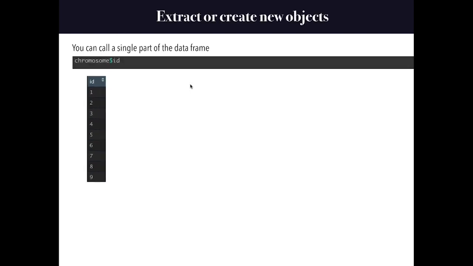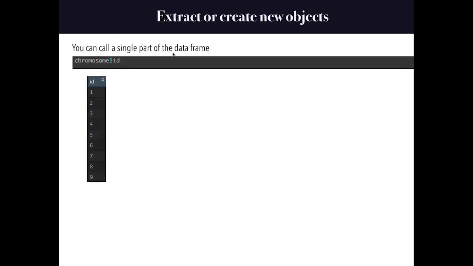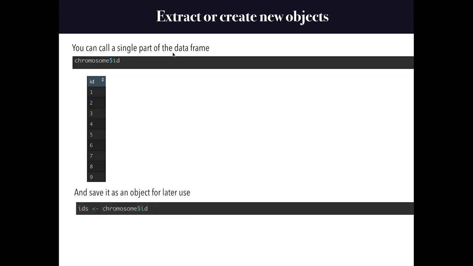From here, we can call a single part of the data frame. One way to do this is to use the data frame name. This is an object, because an object is just an unquoted name of something. This object's type is a data frame. We can then call a part of the data frame by using the dollar sign and ID. If we wanted to call a different part, we would just put in a different identifier. ID is here. If we wanted to pull out length, we would just say length in millimeters and so on. We can also save it as an object. Using this left-handed arrow, we can call this IDs or something like that.